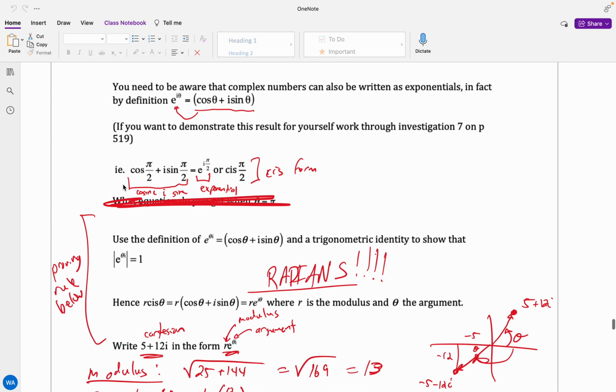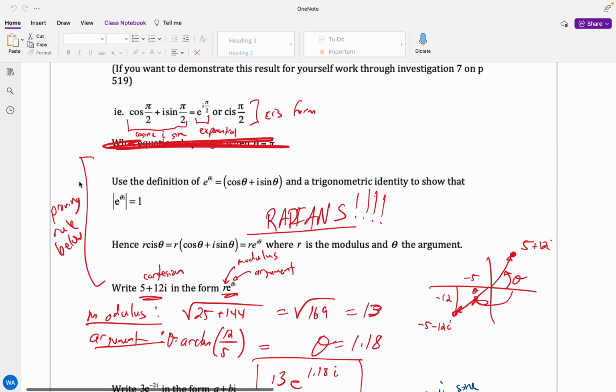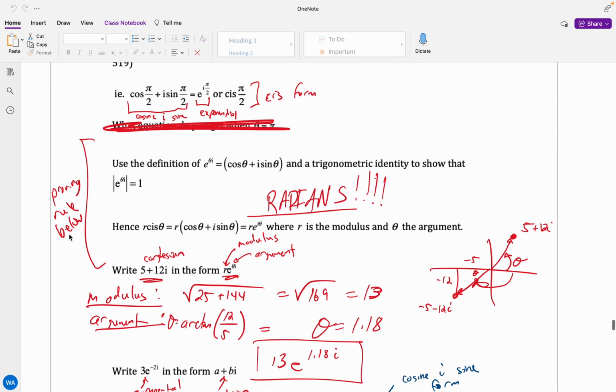And so what it's showing here is if I have cosine of pi over 2 plus I sine of pi over 2, converting that to this exponential form, which is this kind of rule that we're accepting, right? Can be proved here, but we're just accepting it for now. Then we can write it as this exponential where it's e to the I of pi over 2, or cosine I sine of pi over 2. And so what this part here is essentially doing is attempting to prove the rule that's below.